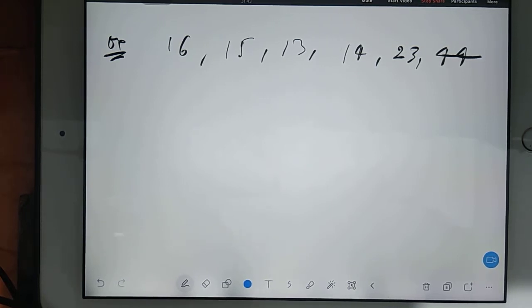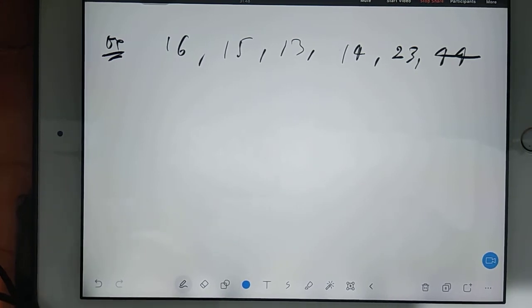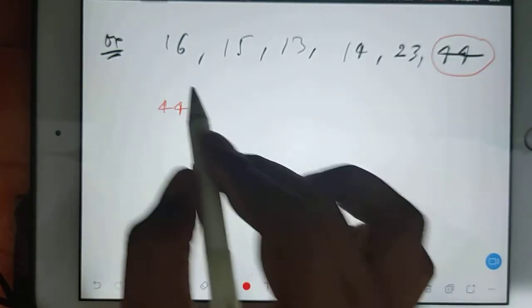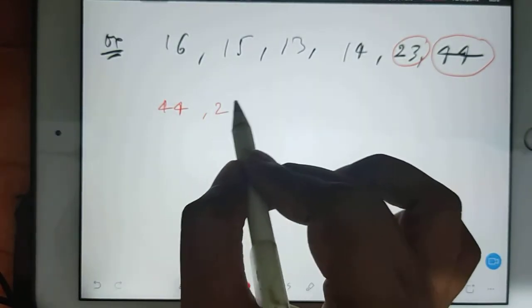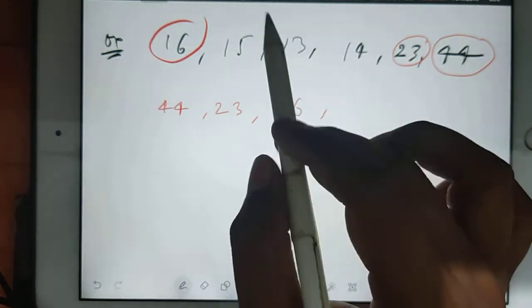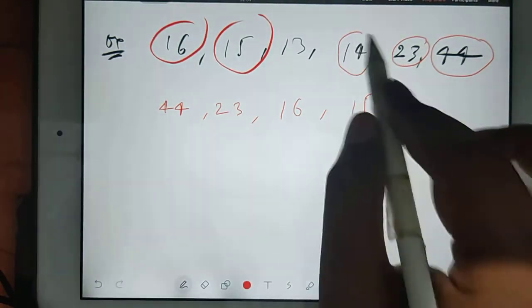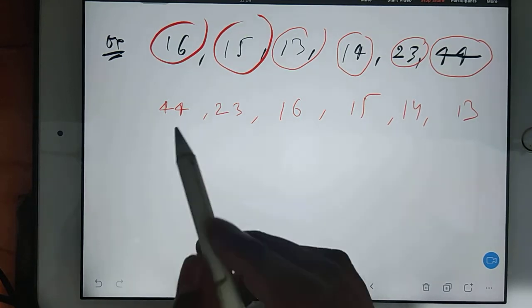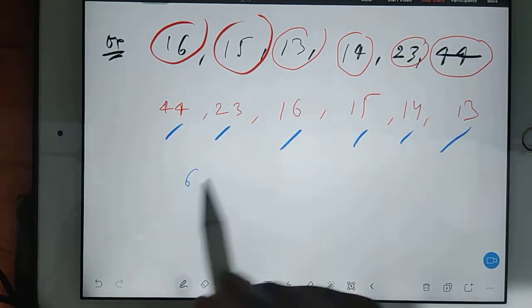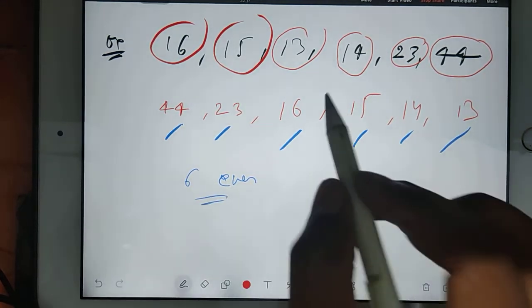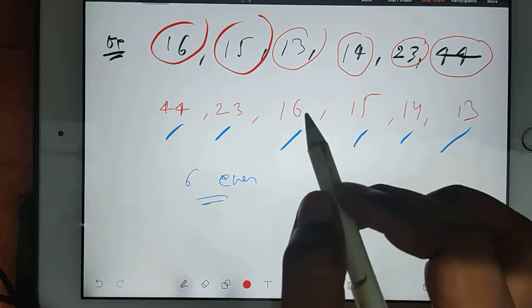Step 1 is arrange. So better to arrange, this time you do with descending order. Arrange in descending order. So I am choosing the bigger number first, 44, and then 23, and then 16, and then 15, then 14, then 13. After arranging them, I will count 1, 2, 3, 4, 5, 6. 6 means even. So even means you will be having two middle values.